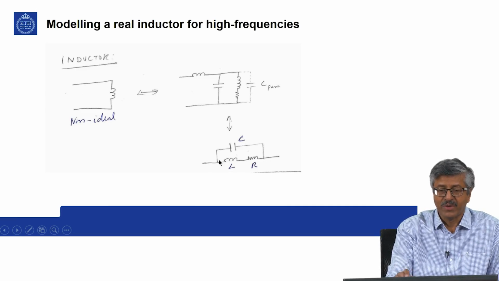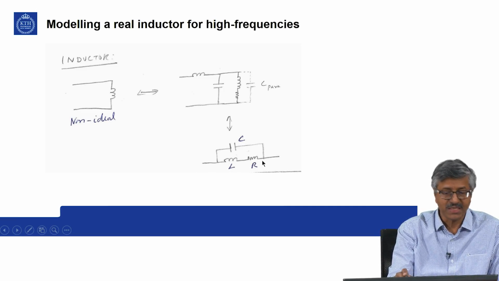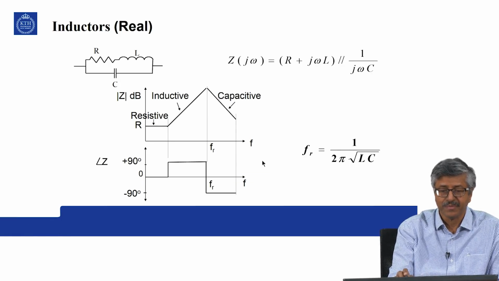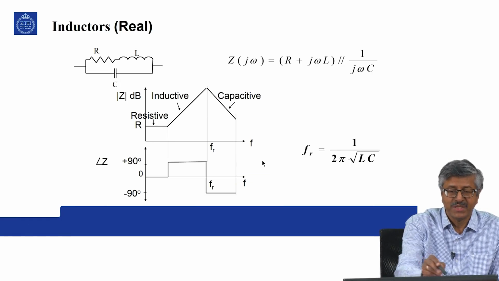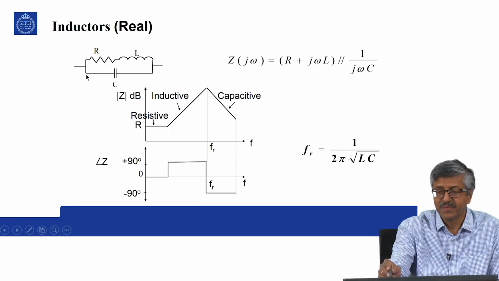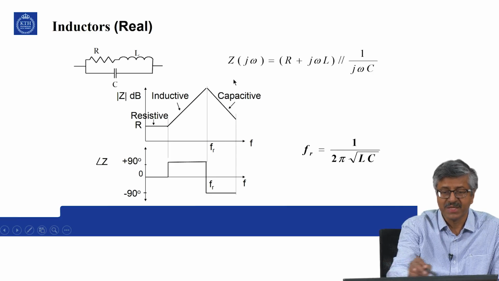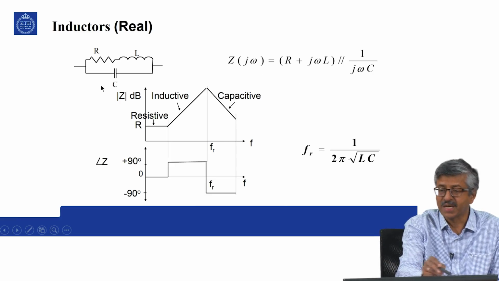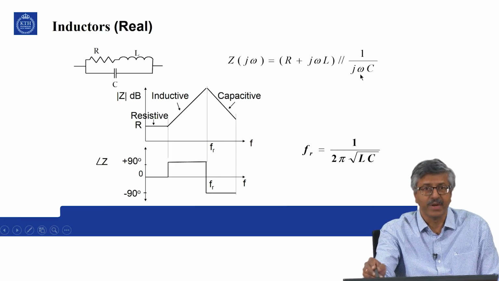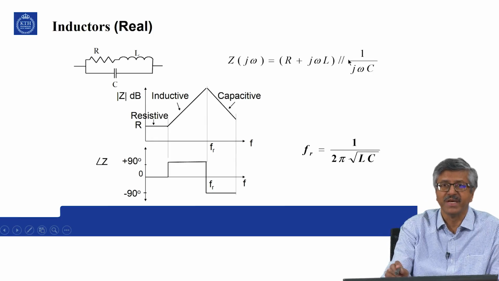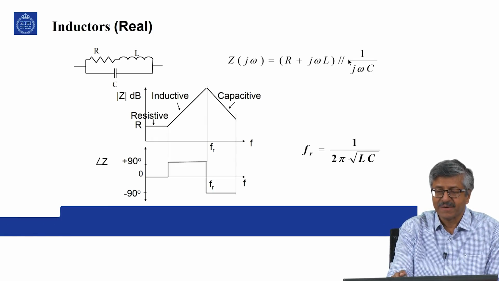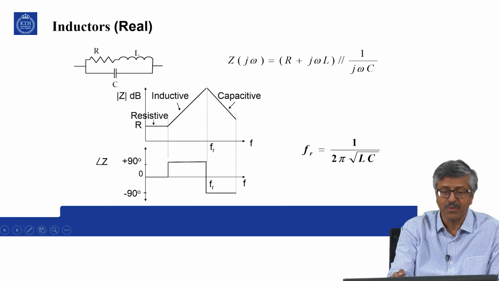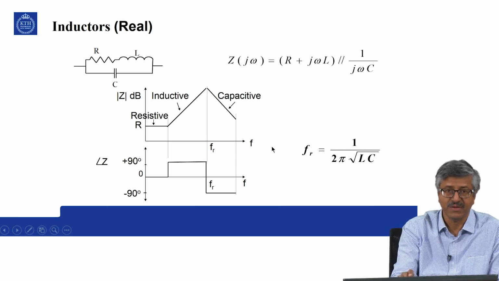Now let us see how it will behave as the frequency is increased, in the form of a Bode plot. So this is the real inductor. Impedance is R plus j omega L, this branch, in parallel with the capacitive branch, 1 by j omega c. So you can write out the expression for the impedance. What we are mostly interested in is how the impedance varies with the frequency.